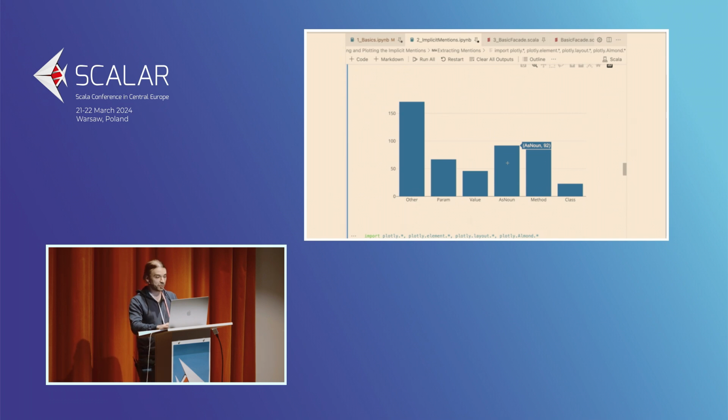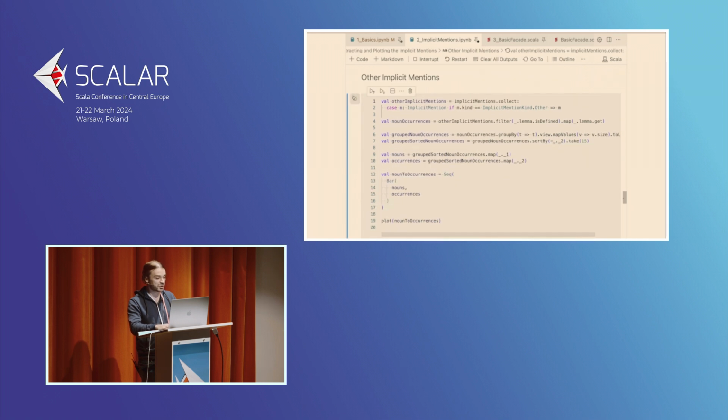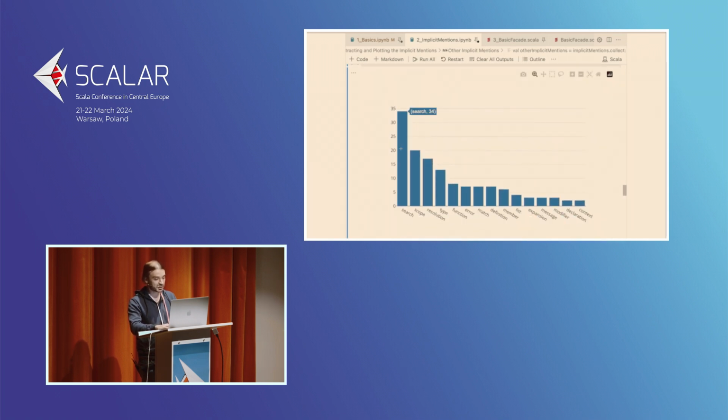So I have around 100 in all the issues that I have in mentions of implicit methods, 67 mentions of implicit params, and only 23 of implicit classes. And then I have 171 others. And the use of implicit as a noun around 100. So I want to dig into what these other implicit mentions are. Implicit search, implicit scope, implicit resolution, implicit type, implicit function, implicit error, match, and definition, and so on and so forth. But it's kind of a long tail, not really.